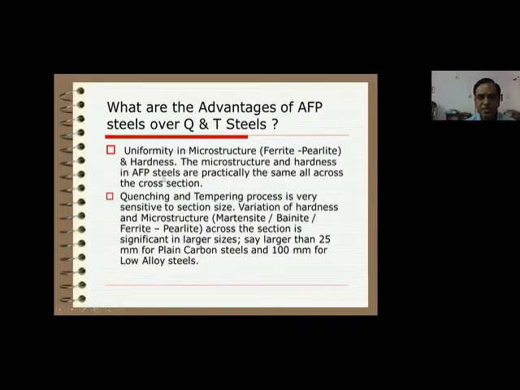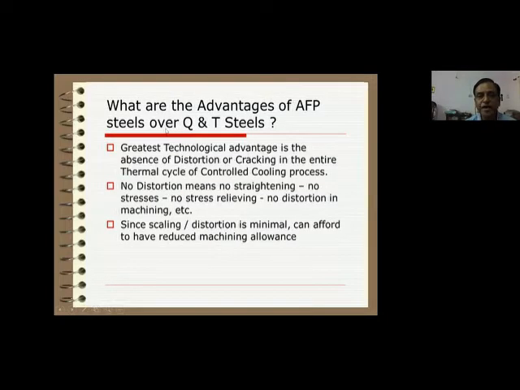So what are the advantages? Uniformity in the microstructure, that is ferritic-pearlitic structure, and hardness, whereas the quenching and tempering process is very sensitive to section size. Variation of the hardness is normally seen in a quench and temper job, but in the case of microalloy steel, that variation is very low. What are the other advantages of AFP? For quench and temper, the greatest technological disadvantage is distortion or cracking, whereas there is an absence of distortion or cracking in the entire thermal cycle of the controlled cooling process. Since there is no quenching process, there is no thermal cracking. Because of that, there is no distortion. Since there is no distortion, there is no straightening and no stress relieving. So that is the advantage.